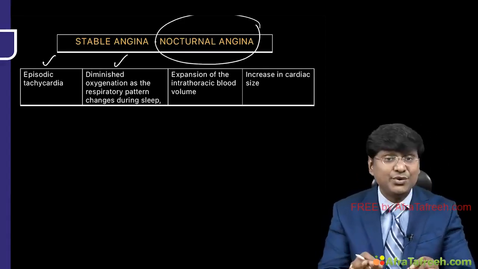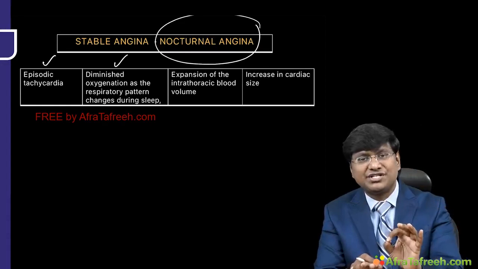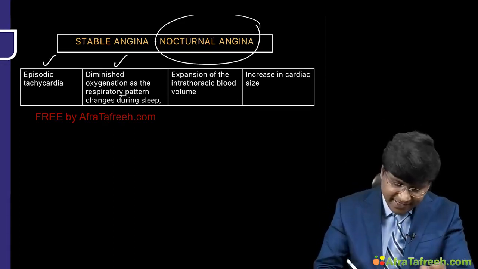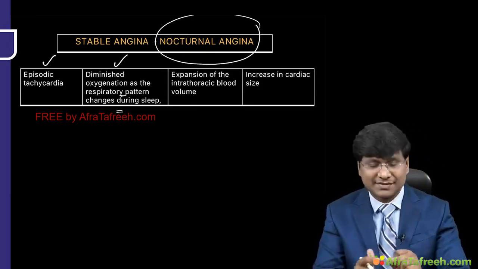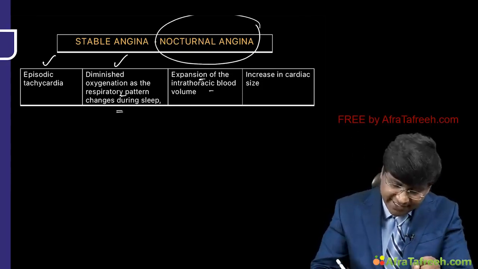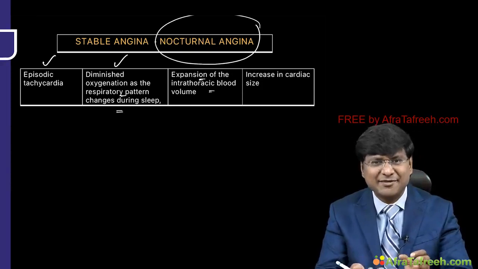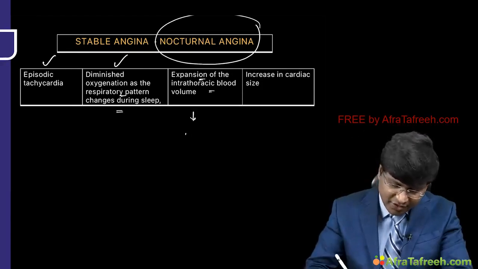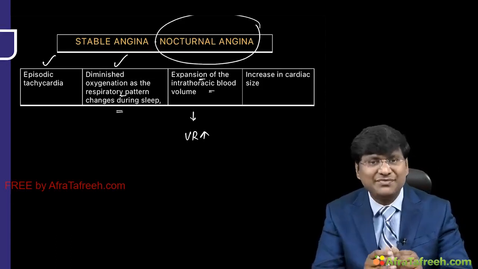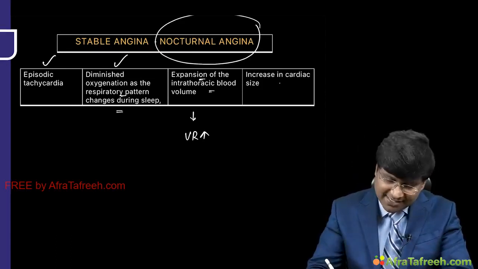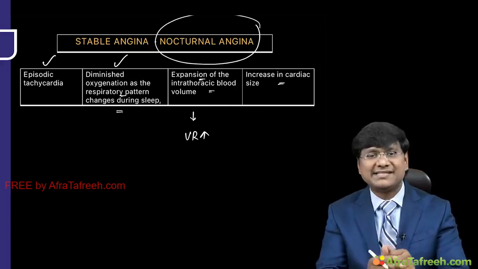Nocturnal angina may be due to diminished oxygenation as the respiratory pattern changes during sleep. And third reason is there is expansion of the intrathoracic volume. Why is there expansion of the intrathoracic volume? Because in recumbent position, the venous return increases. So once the venous return increases, what will happen? That will increase the cardiac size.